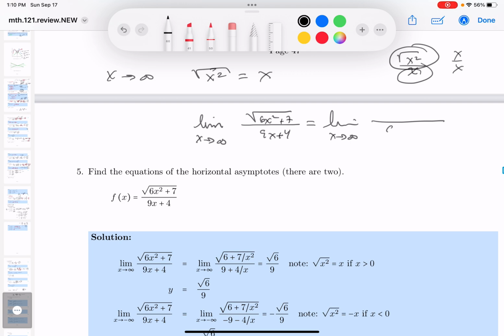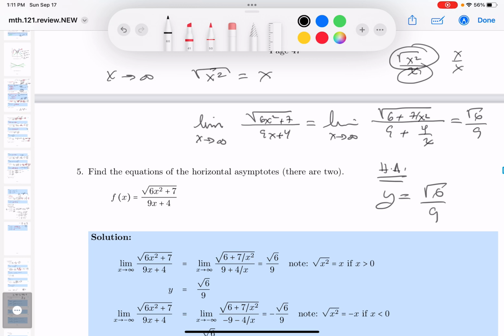So what's the bottom going to be? 9 plus 4 over x, since I divide the bottom by x. We'll divide the top by the root of x squared, so you get root of 6 plus 7 over x squared. I'm going to do that limit. What do you get? Root 6 on top. What do you get on the bottom? You get a 9. So I got a horizontal asymptote, HA. I found my first one, and that's going to be y equals root 6 over 9.